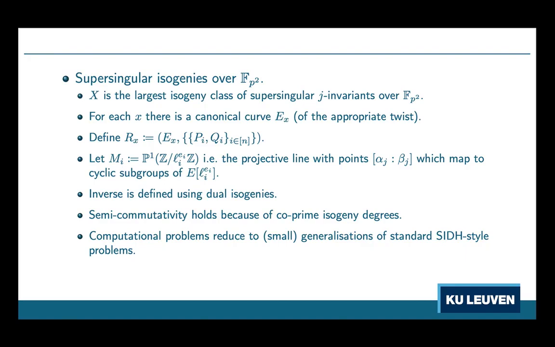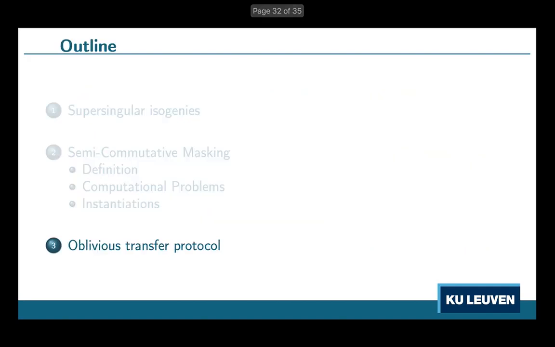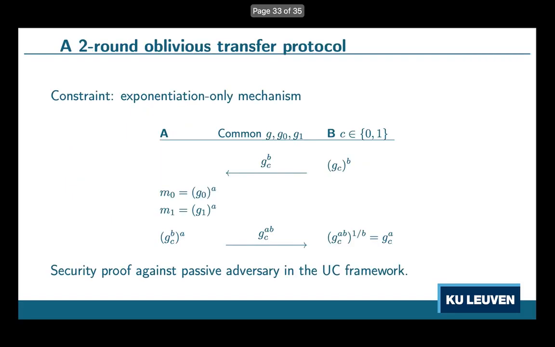And so the security assumption is very much the same. So talking about protocols, I'm now going to give you a quick presentation of our oblivious transfer protocol. It's based on what is called the Shamir 3-pass protocol, but it's been compressed to fit into only 2 rounds of communication. Here I'd like to highlight that our structure gives us quite a strong constraint, which only allows us an exponentiation-only mechanism.